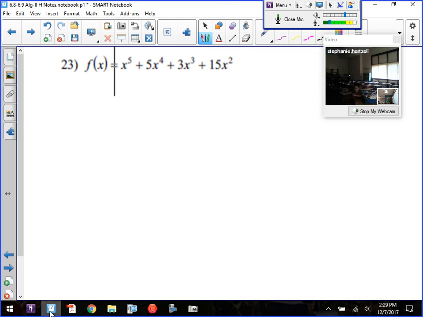What's your first rule of factoring? DCF. What does this one all have in common? X squared. So I take out the x squared. Then I have an x to the third plus 5x squared plus 3x plus 15. So in this case I can group it again. I don't have to do synthetic.